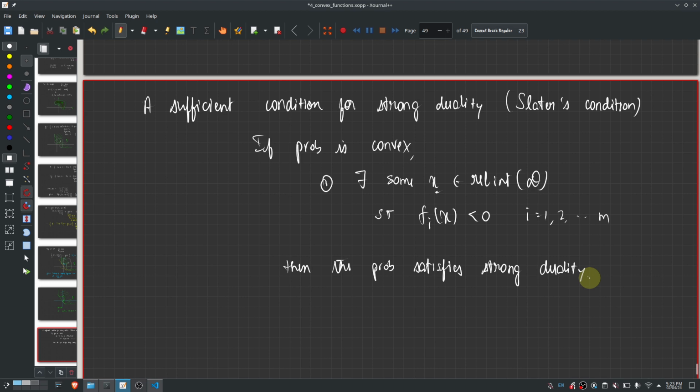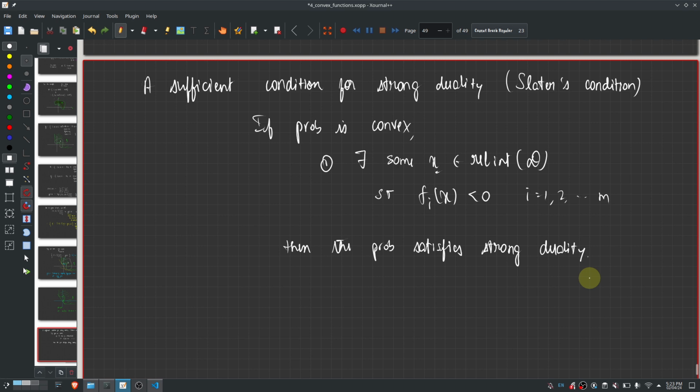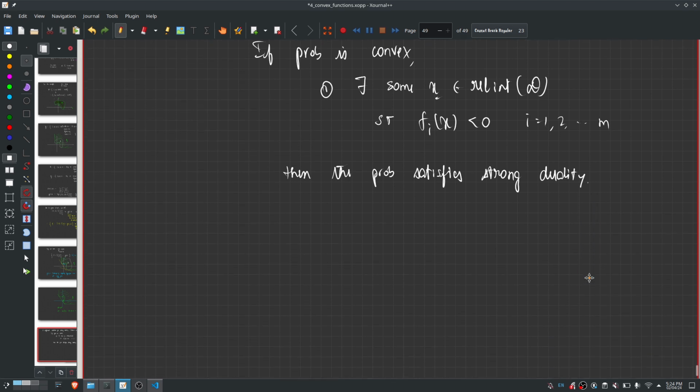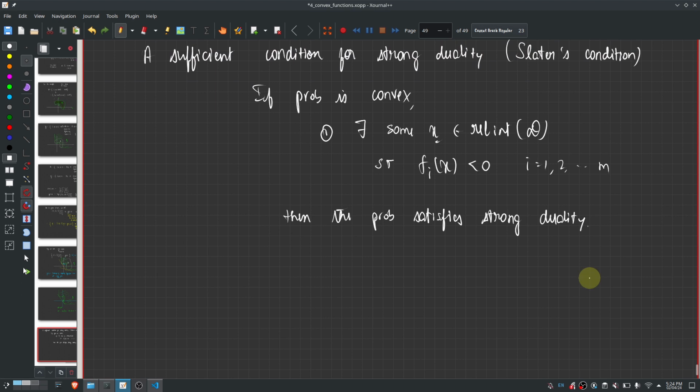It's a sufficient condition, right? Because there are a number of non-convex optimization problems which also satisfy strong duality. Now, what you have to keep in mind is that just because the problem is a convex optimization problem, it doesn't necessarily mean that strong duality is satisfied. But in general, in most nice problems, this Slater's condition is indeed satisfied.